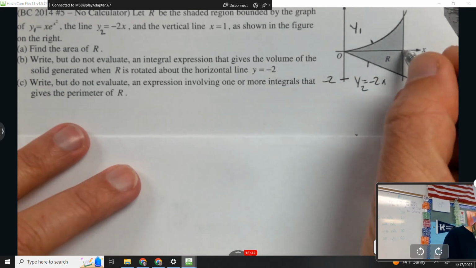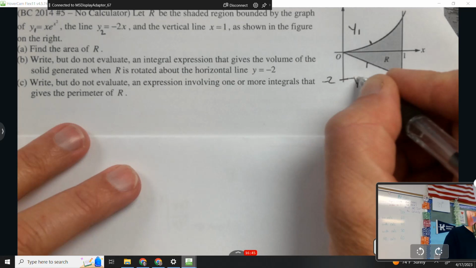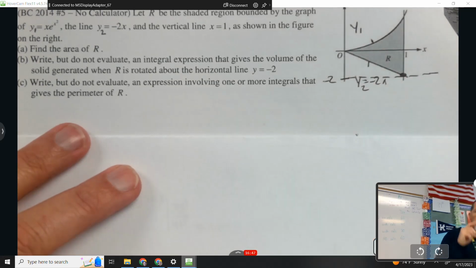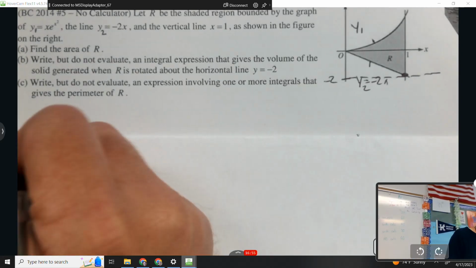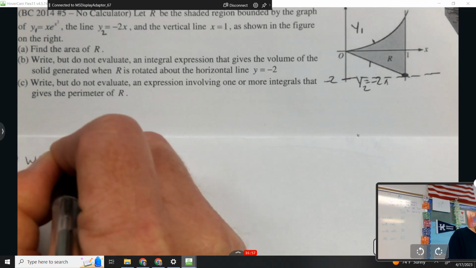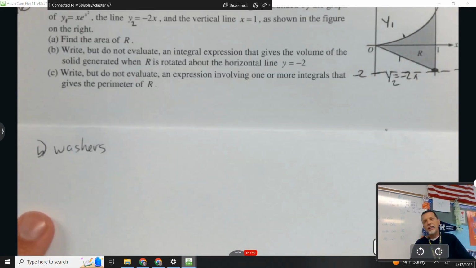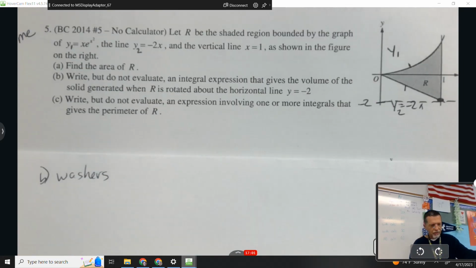Okay, well, if we plug in 1, we get -2, so we're going to rotate around that spot right there. We have to use washers. Definitely washers. Ugly. I mean, just writing washers isn't going to get you any credit, but at least it gets your brain headed the right way.